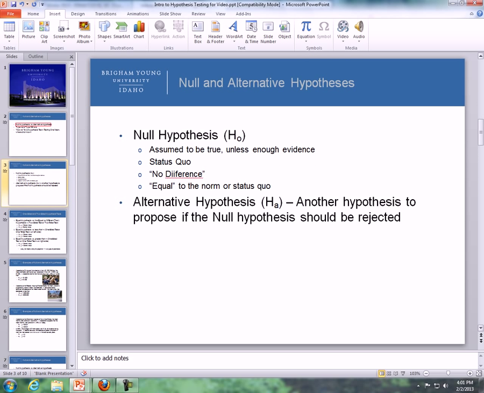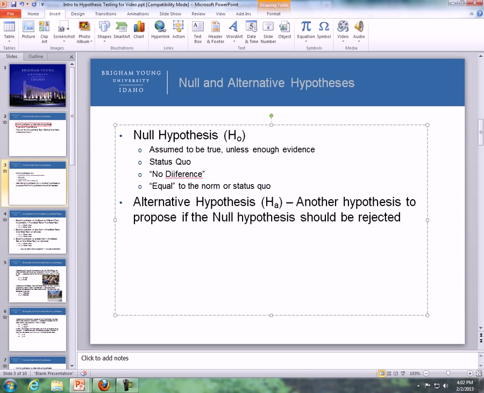Okay. So first of all, the null hypothesis is what we assume to be true unless we have enough evidence. It's the status quo, and it's equal to the norm. Or if we're comparing two means, the null hypothesis is that those means are equal, the two means being from two different populations. The alternative hypothesis is another hypothesis to propose if the null hypothesis should be rejected. So it's the alternative to the null.